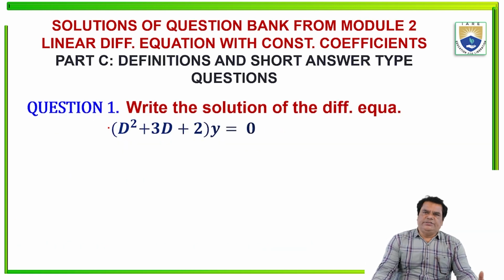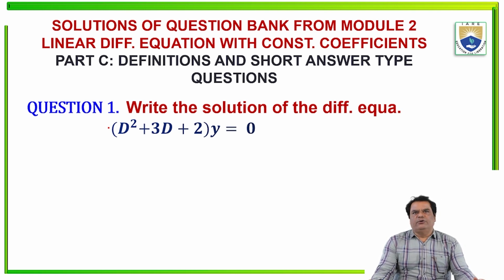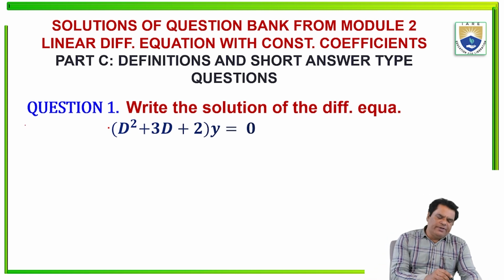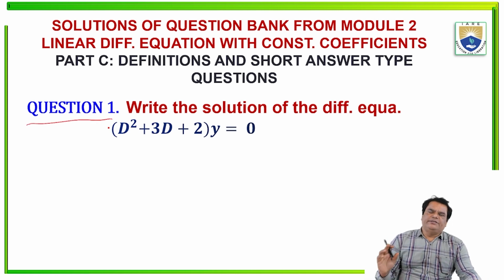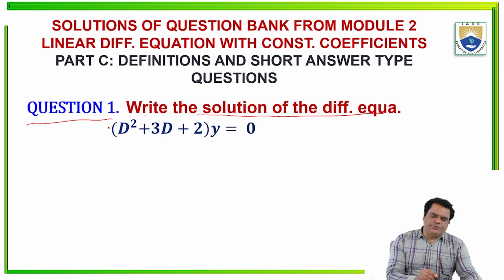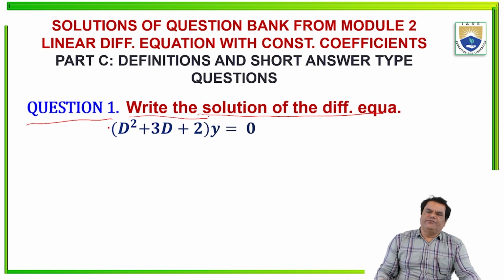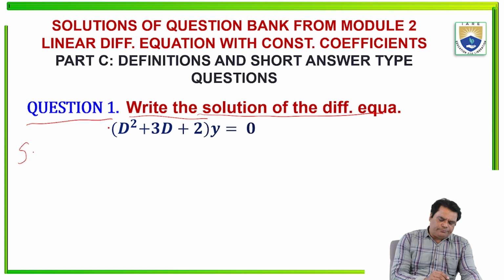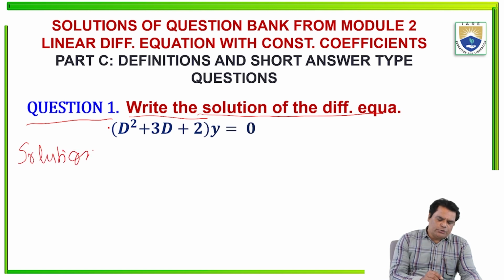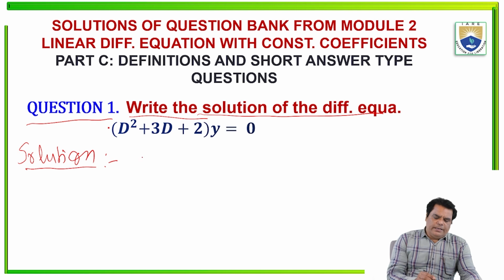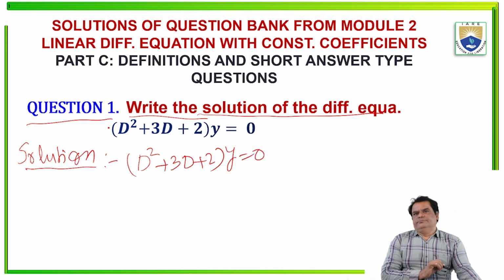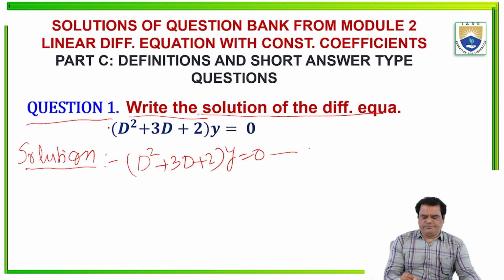So now in Part C, definitions and short answer type questions from Module 2. Question 1 is given here, which is a very short question. Write down the solution of the differential equation. Here, (D square plus 3D plus 2) into y is equal to 0. This is question 1.